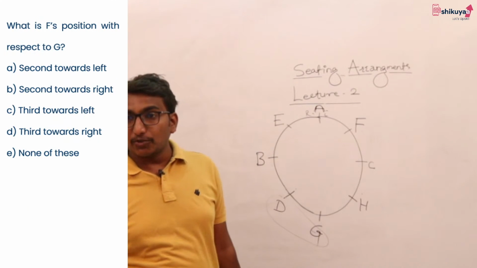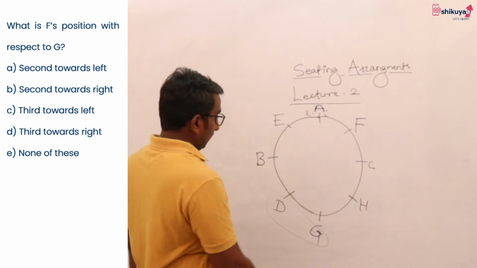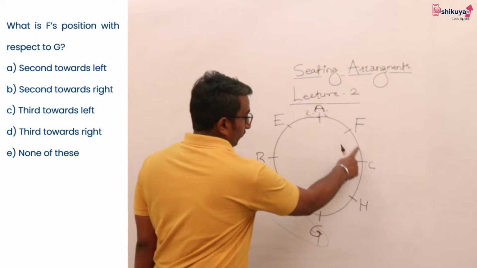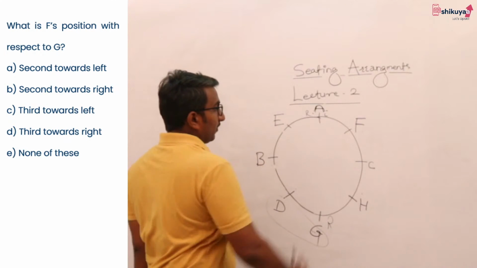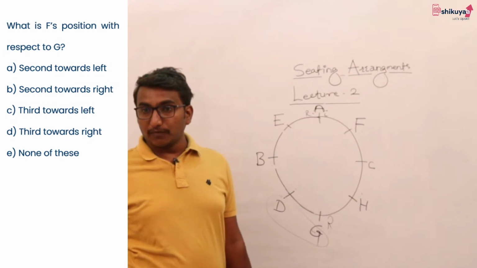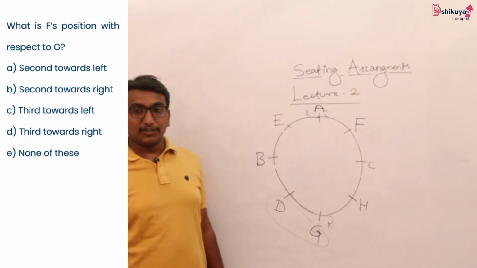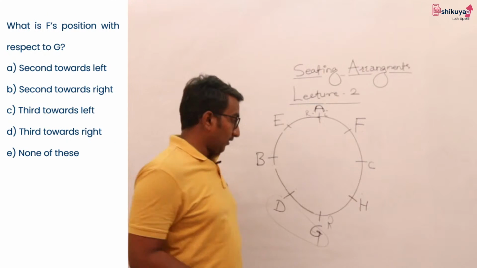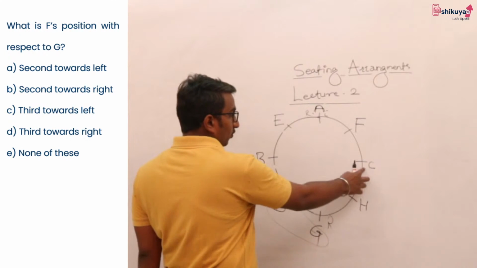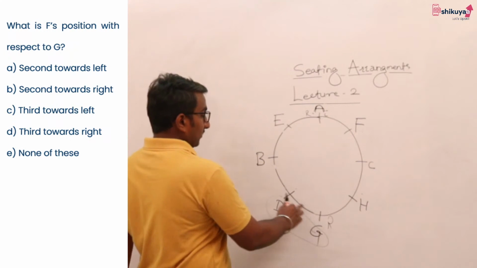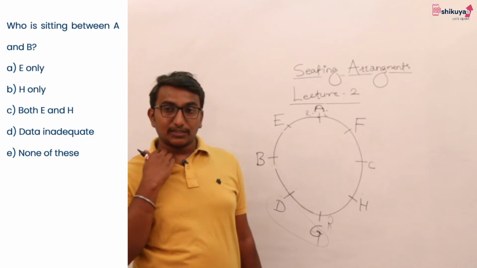What is F's position with respect to G? It is 1, 2, 3, so third from the right, and 1, 2, 3, 4, 5, fifth from the left. Which of these two has been given in the option? Third towards the right. This is your correct answer, which is option D. You have to identify the positions from both sides. From the right hand side 1, 2, 3, third from the right, and from the left hand side 1, 2, 3, 4, 5, so it is fifth. Let's go to the next.